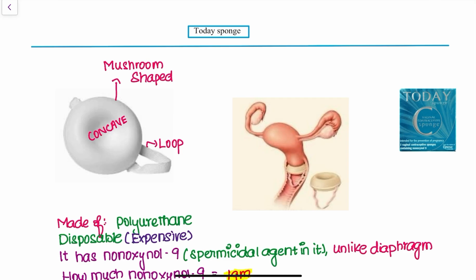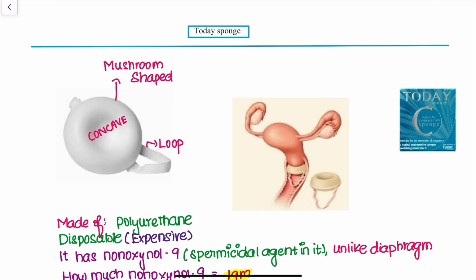So Today's sponge is essentially a barrier contraceptive, which means it is going to act as a physical barrier between the male gamete and the female gamete. It is going to prevent the act of fertilization, and prevent the direct insemination of the male gamete inside the female's internal genitalia. When the male gamete and the female gamete do not meet, fertilization cannot happen, and therefore there is no conception in the intending couples.